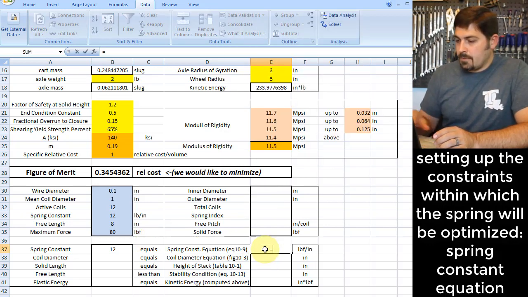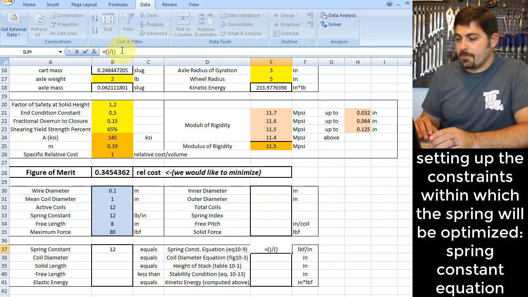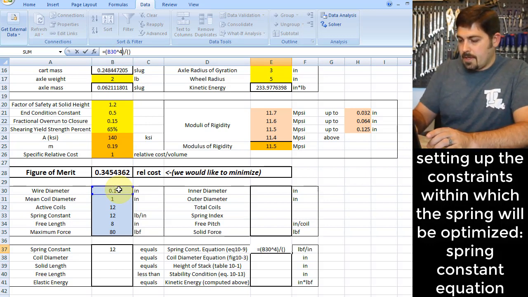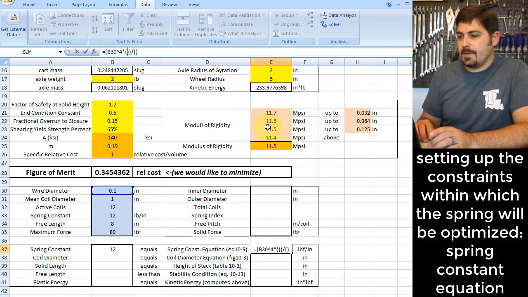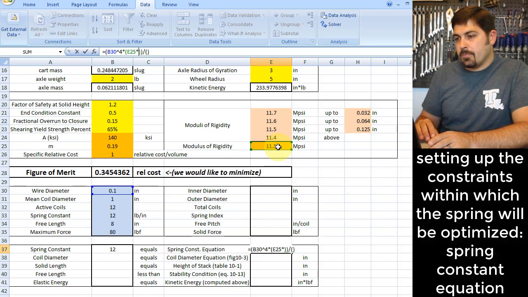So this here will then be the wire diameter. This is most basically a fraction, so a lot of times I load that in first. So we'll put in this to the fourth, times the modulus of rigidity. We're just going to put in the modulus that we were using right here, but since this is given in MPSI, to make it proper we need to multiply by 10 to the 6th.